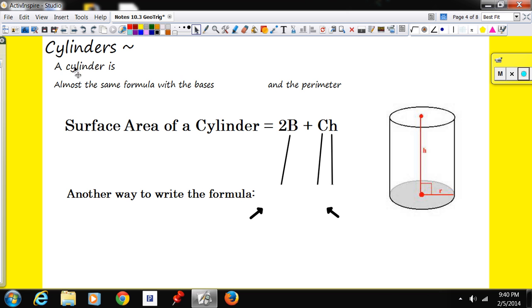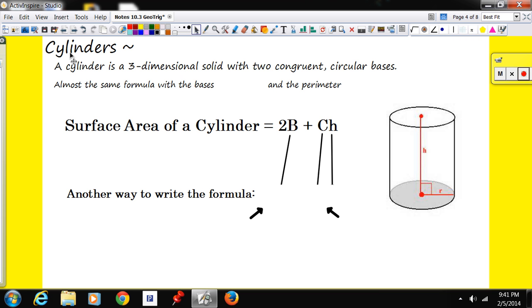Okay, cylinders. Now a cylinder is a 3-dimensional solid with 2 congruent circular bases. Kind of sounds familiar. Prisms also had 2 congruent bases, but they were not circles. Prisms have to have polygons. Cylinders have to have circles for their bases. So just picture a Pringles can or an oatmeal carton.